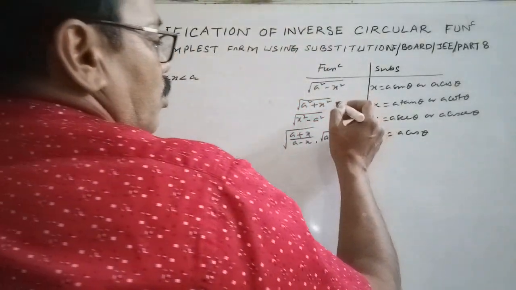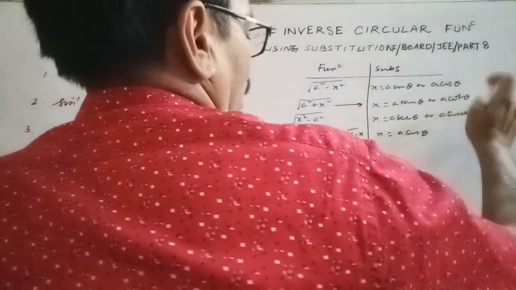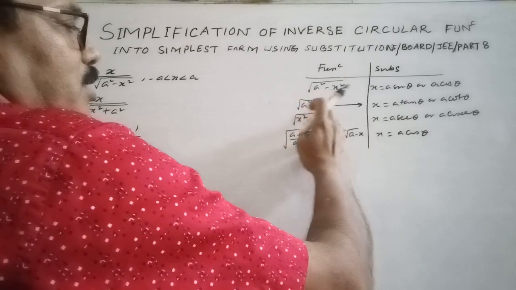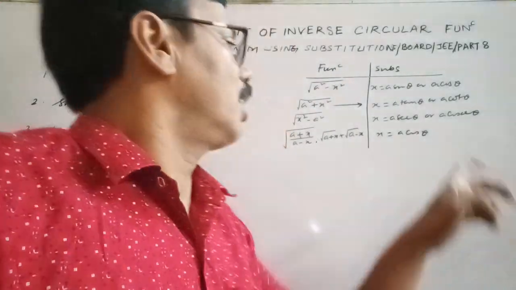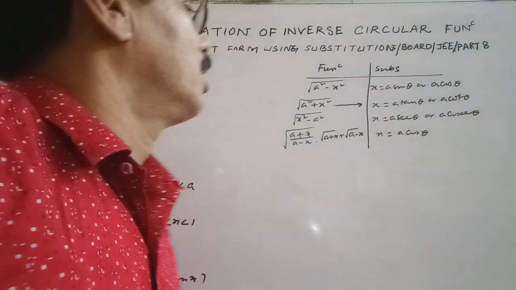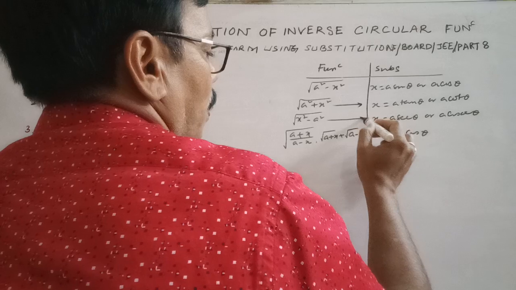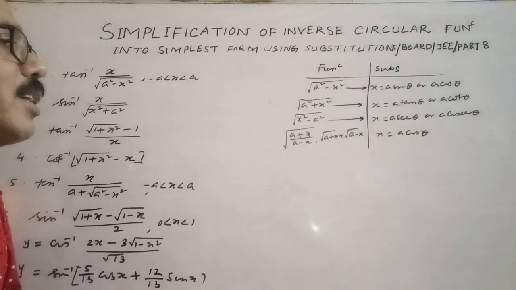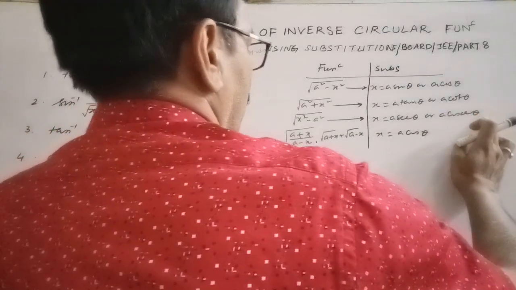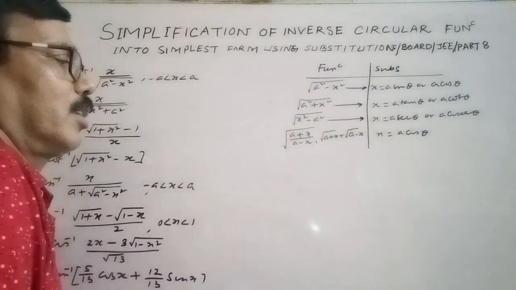So if it is a square plus x square, then x equals a tan theta or a cot theta. Because 1 plus tan square theta gives the formula sec square theta, and 1 plus cot square theta gives cosec square theta. So if it is minus, then substitution is x equals a sec theta or a cosec theta. Sec square theta minus 1 is tan square theta.